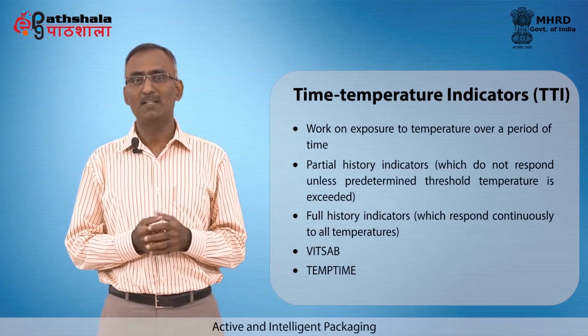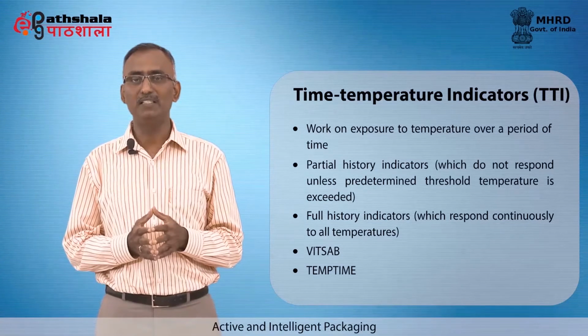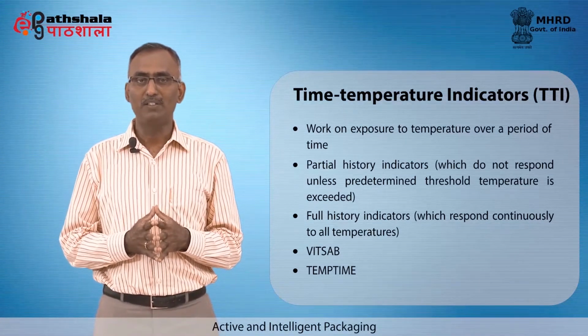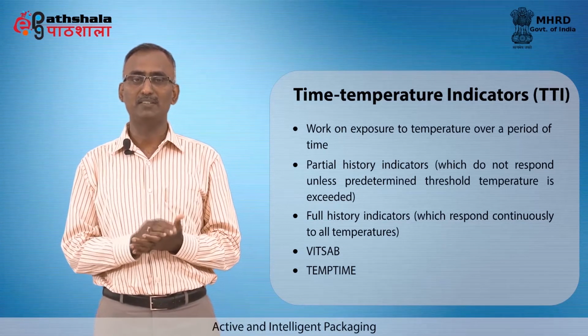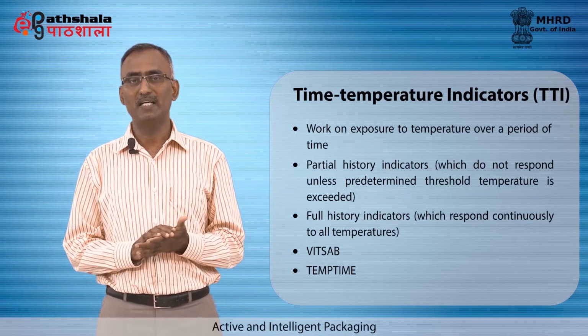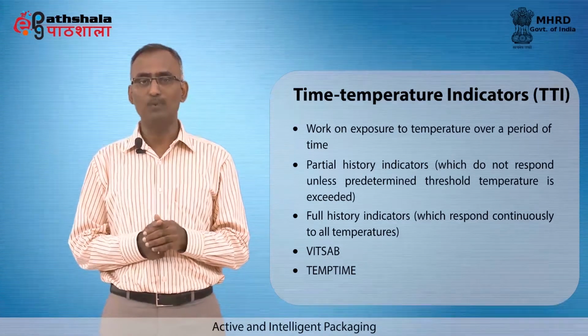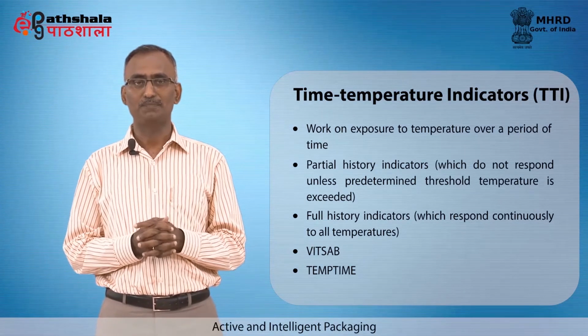Temp time is another full history time temperature indicator. It consists of three distinct regions: one 8-digit number unique to each TTI, 2-digit code for a particular model, and a strip that shows the change in color due to temperature exposure. This can be monitored only with a computer and an optical device supplied by the manufacturer.